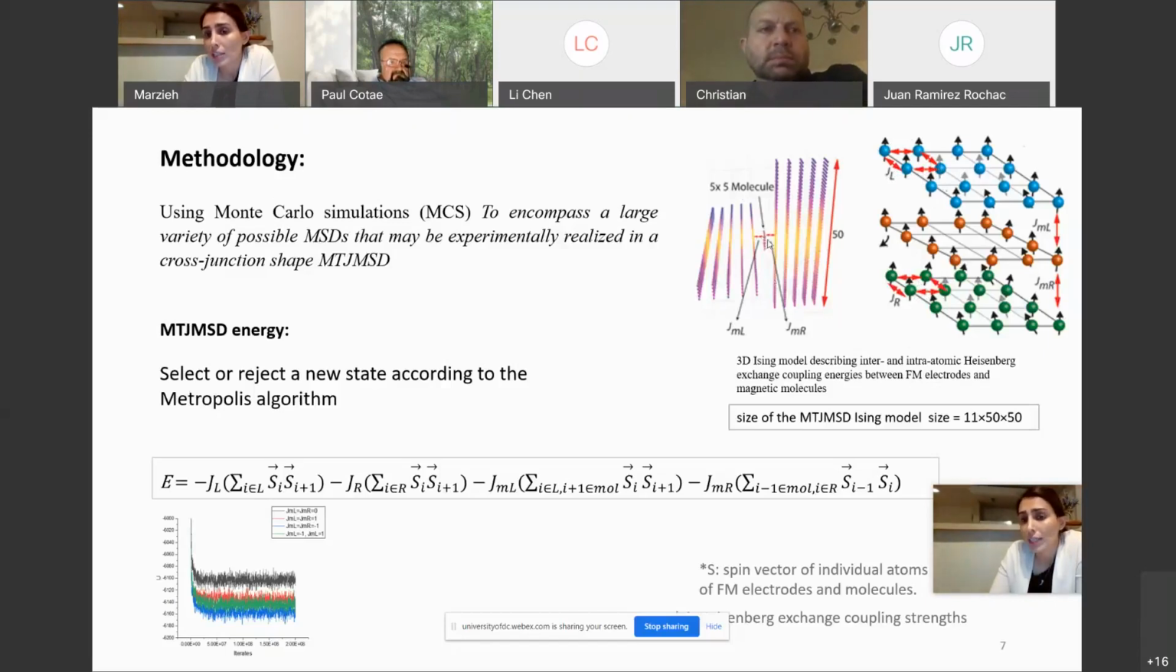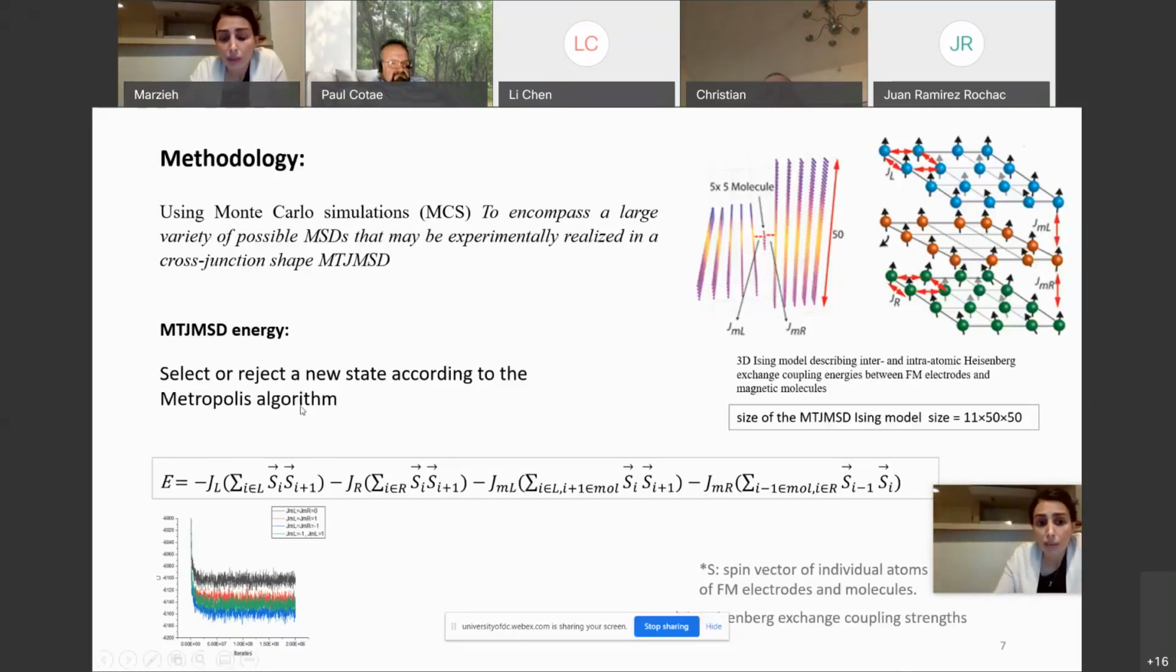The molecular plane has been defined between two layers of ferromagnet, and the device size is 50 by 11 by 50 by 50, which means we have 11 layers depth, 5 layers of ferromagnet on the left, 5 layers of ferromagnet on the right, and the molecule has been located exactly in the middle between 5 layers of each ferromagnet. So the goal for this study is, when we do this Metropolis algorithm, we are going to minimize the energy of the system, because the system always tends to go to the equilibrium state, or to the state to stabilize.